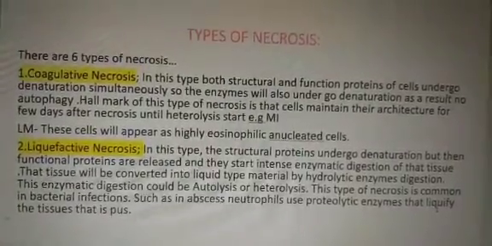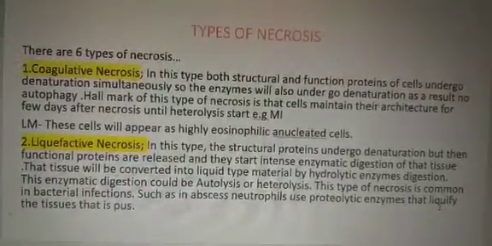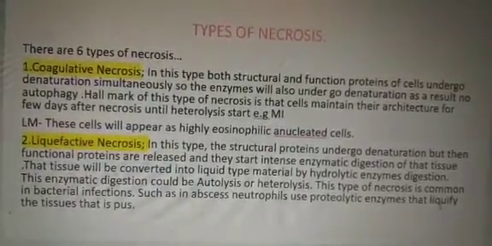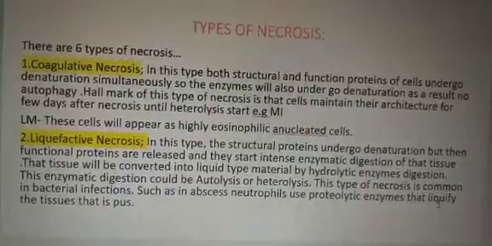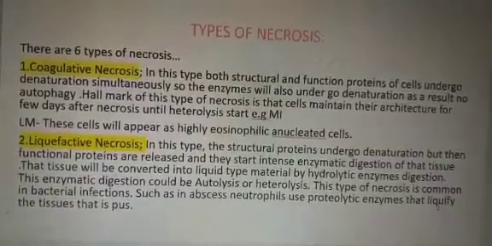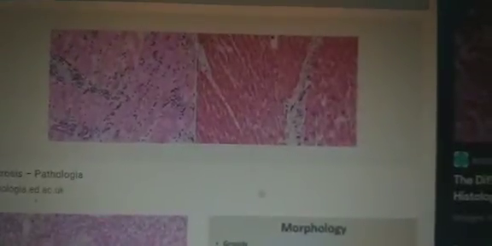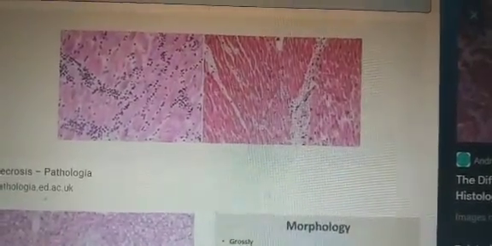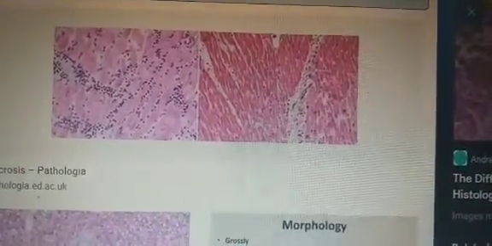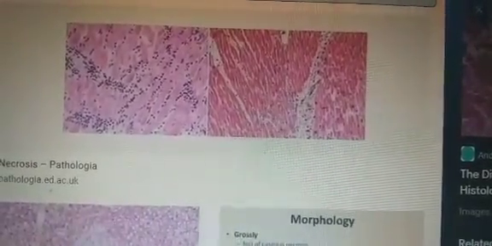Now under the microscope, the coagulative necrosis area will show some distinct changes. The cytoplasm will appear eosinophilic and the cells will be anucleated, meaning there will be no nucleus inside the cells. Here we can see that this tissue appears like this under the microscope, with eosinophilic cytoplasm, but there is no nucleus inside these cells.